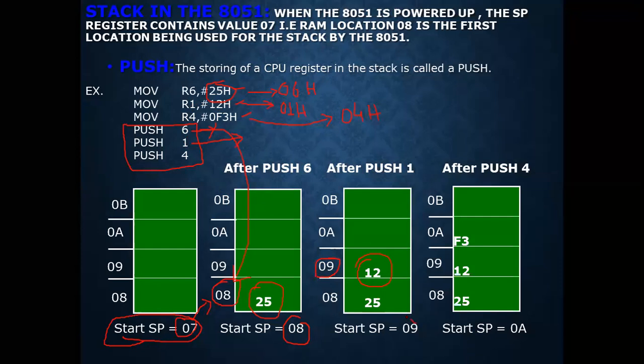In the next case, the present one is 09H memory location. The stack top is 09H. Now after this push 4, what happens? The stack top will be incremented by 1, that is 0AH, and it will take the 04H memory location content, which will be moved into the top of the stack, that is nothing but F3. Clear? Now I'm just erasing everything.